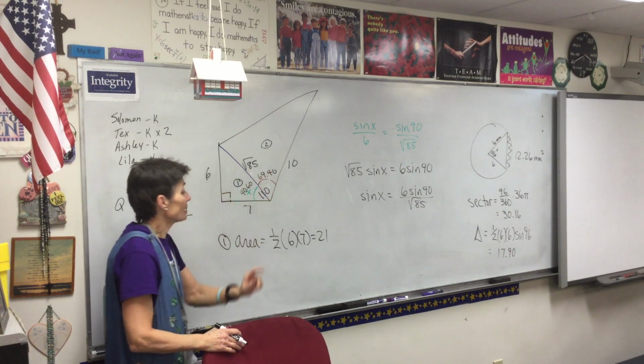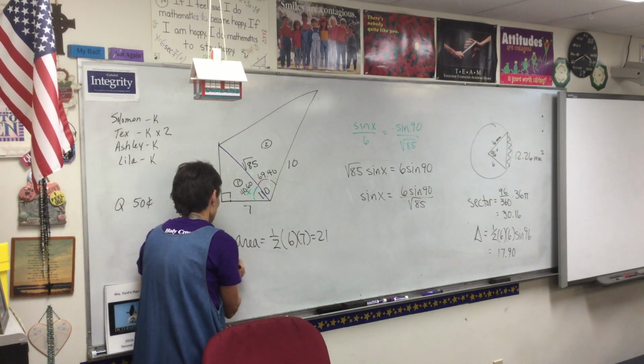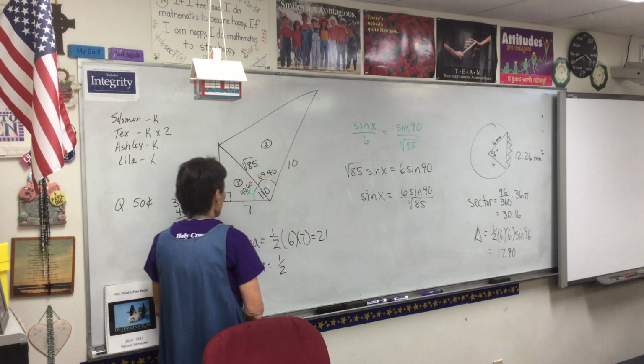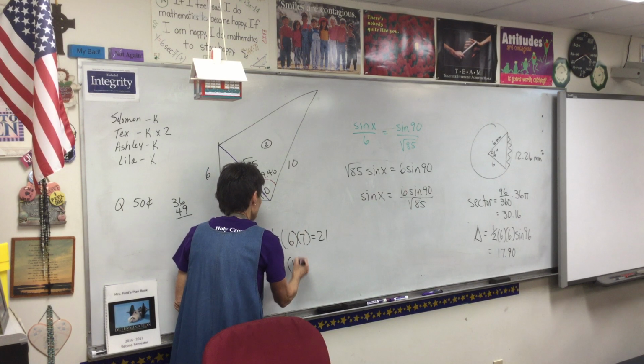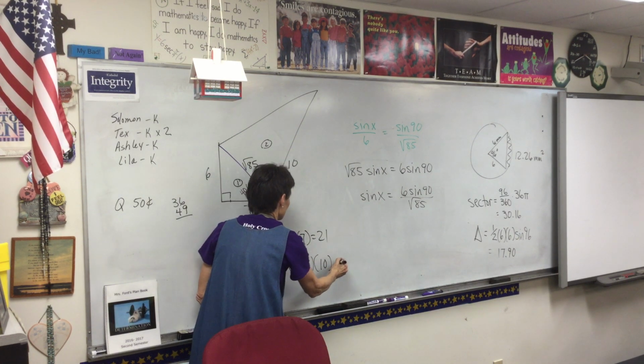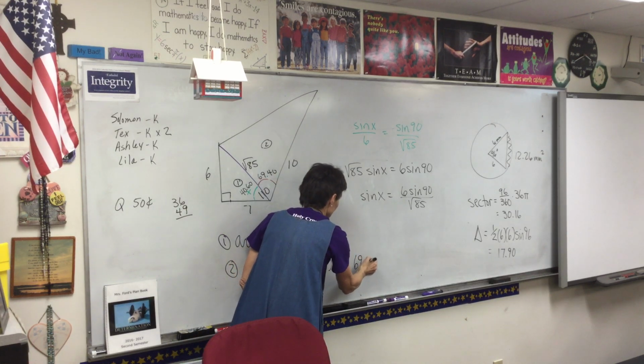Now, can I find the area of triangle 2? Yeah. The area of triangle 2 is 1/2 root 85 times 10 times sine 69.40.